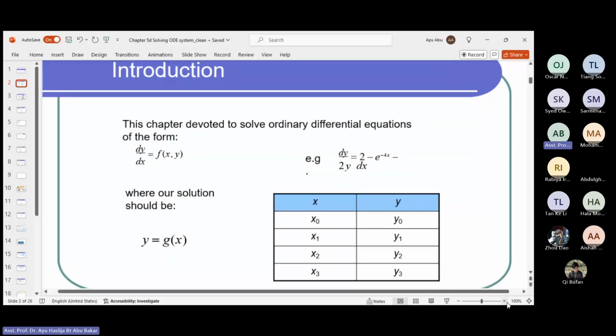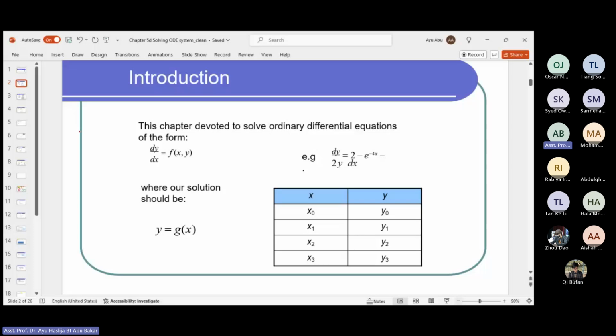Where we know that the dy dx is equivalent to the slope. When you have a function, the dy dx is the slope of the function. So this is delta x, then this will be your dy. So this is the slope, and the slope is equivalent to dy dx. This means a function of x and y. So the dy dx itself has its own function.